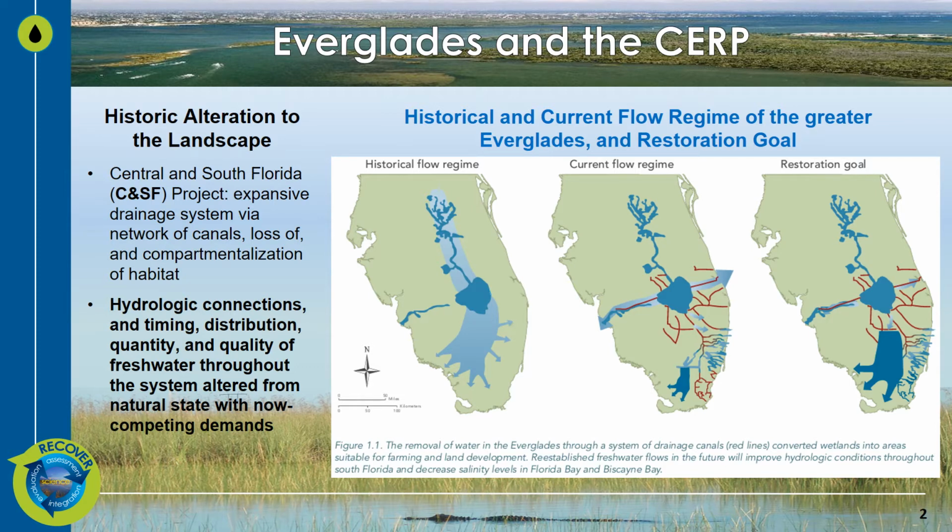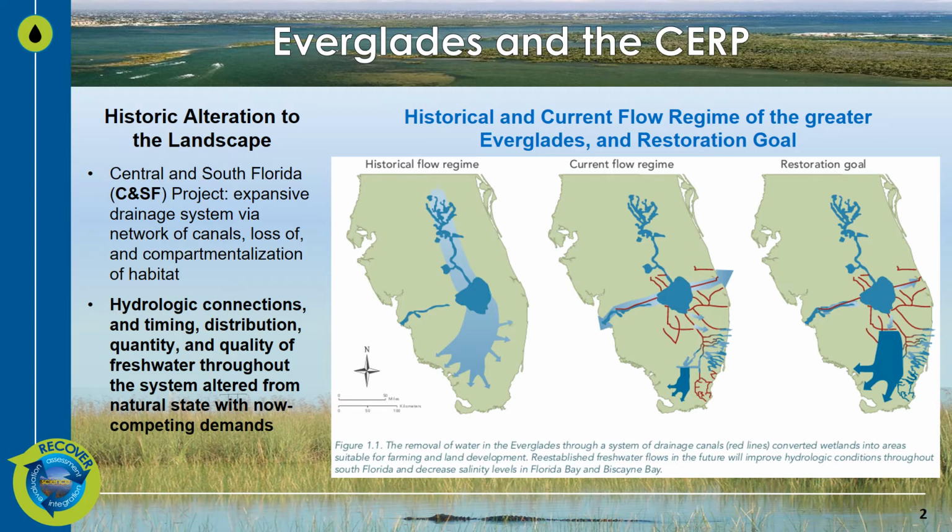A quick introduction of the historic alteration of the South Florida landscape and the Comprehensive Everglades Restoration Plan, or CERP. The historical flow regime of the Everglades began north of Lake Okeechobee in the Kissimmee River and chain of lakes to where the city of Orlando is today. Water would then spill over the south rim of the lake and via sheet flow would move south into the Everglades proper all the way to the Florida Bay at the southern end of the peninsula as indicated on the left-hand side of this figure.